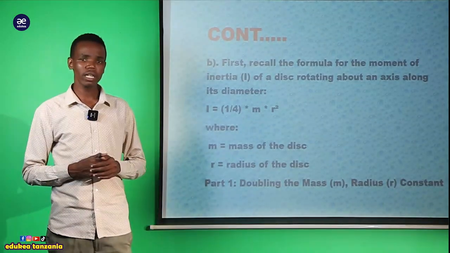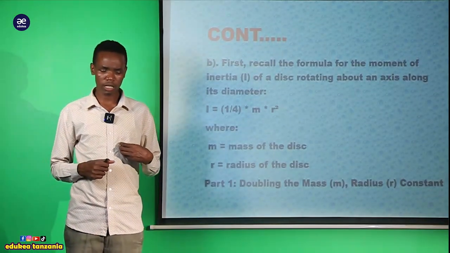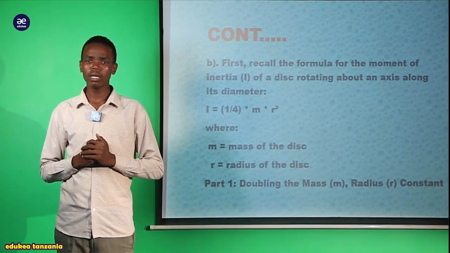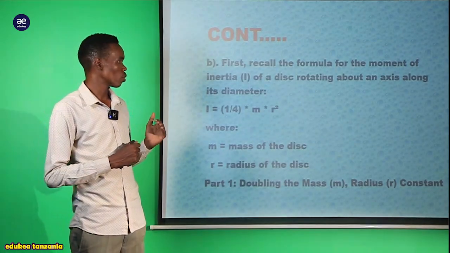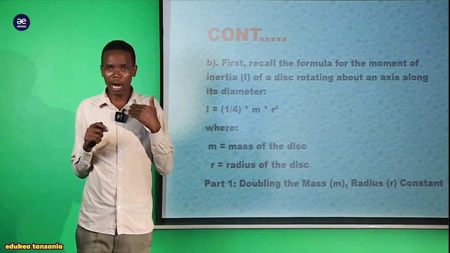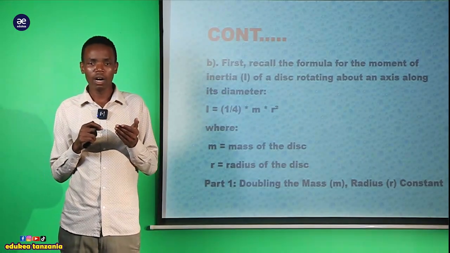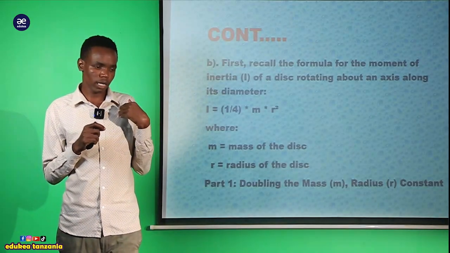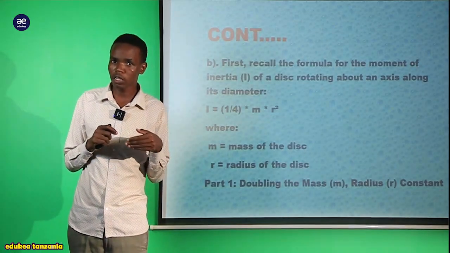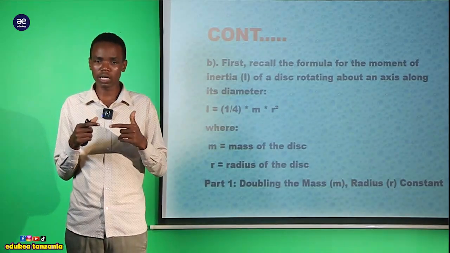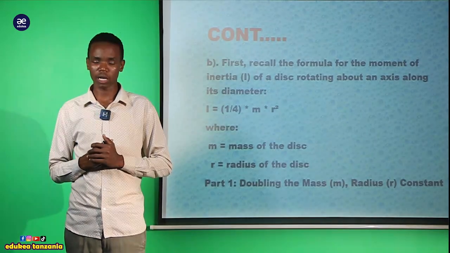So after this one, let us go and see the question Roman B. On our question Roman B, we have been asked to identify how the moment of inertia changes if the radius is doubled and if the mass is doubled, while the other remains constant. Now, what will the moment of inertia be?